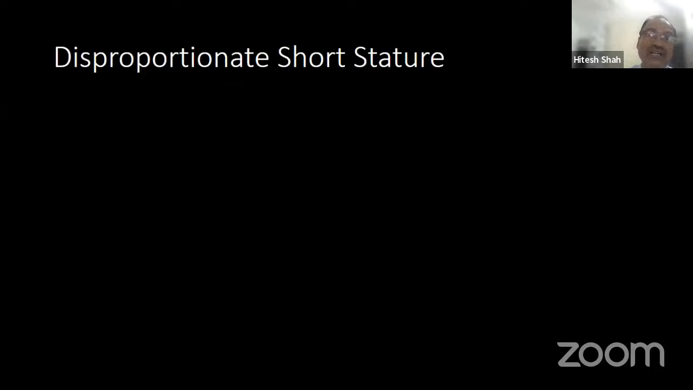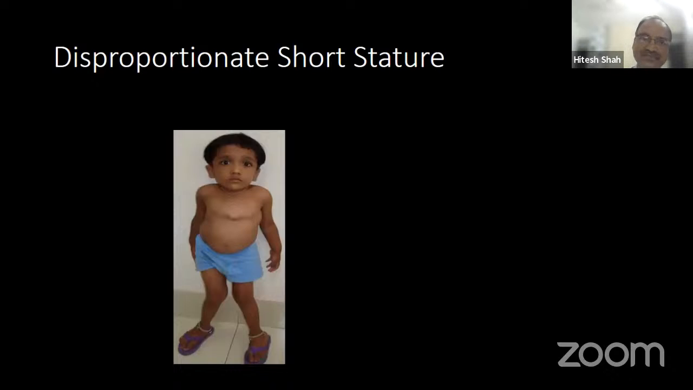What is proportionate? Upper segment, lower segment ratio. Normally up to 10 years, the upper segment is longer. At 10 years, it will be equal, and after 10 years, it will be altered. But whenever the upper segment, lower segment ratio is altered, it will be called disproportionate short stature.